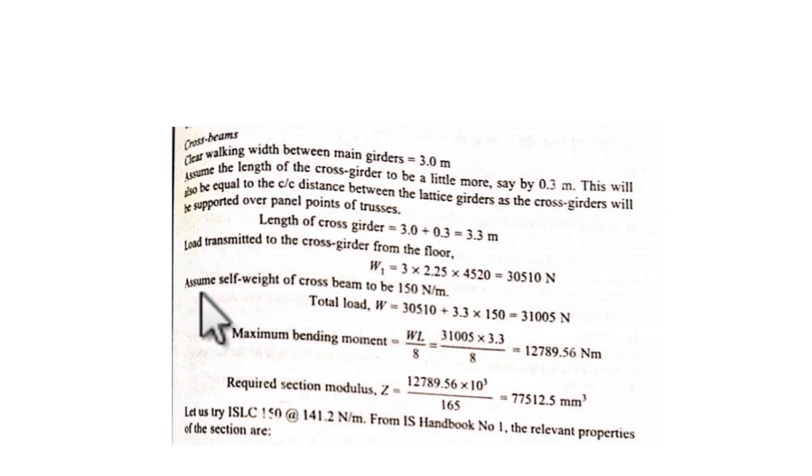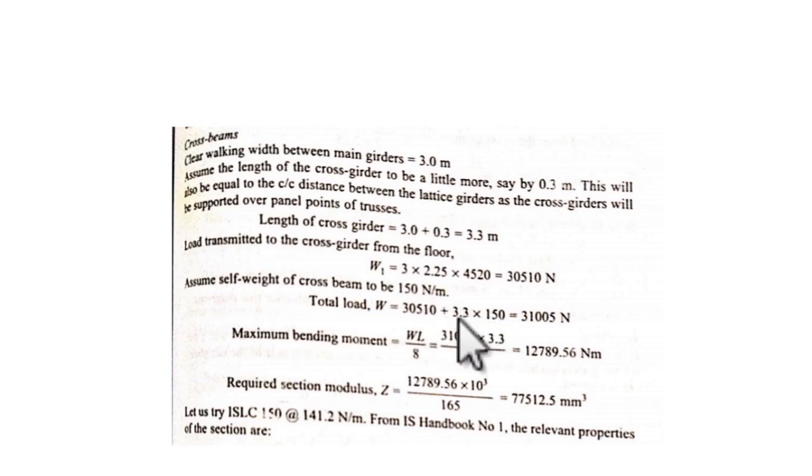Now again, this is the total load that is coming on the cross beam, and now you have to assume the dead load of the cross beam's own self weight. So let us assume we take 150 Newton per meter. For the 3.3 meter span, you are taking 3.3 meter length of the cross beams. So what is the weight of 3.3 meter? This will give us 150 into 3.3.